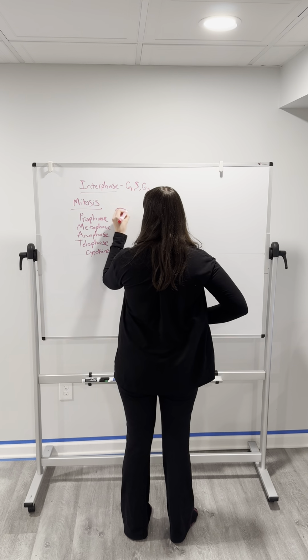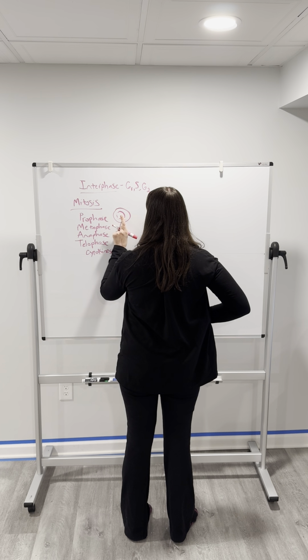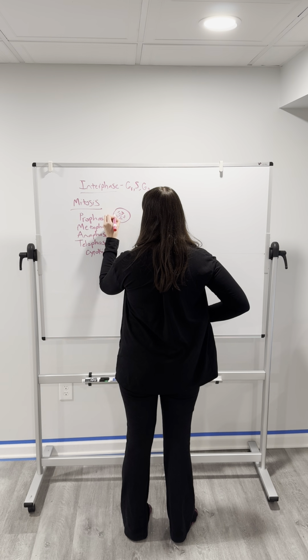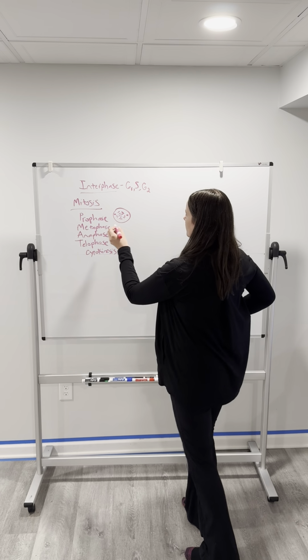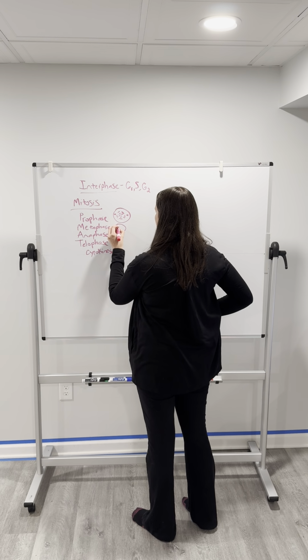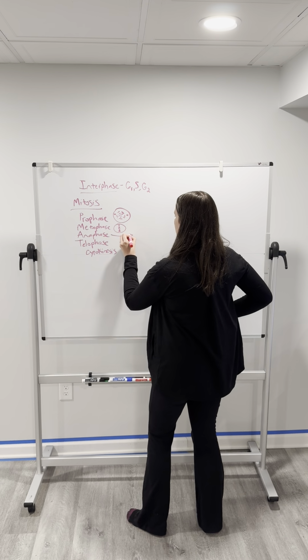So here, I'll draw a little cell. This will be the nucleus. So the nuclear envelope is starting to disintegrate there. And then our DNA becomes visible within there. Our centrioles start to move to opposite sides of the cell. Then we have metaphase. So here we have our chromosomes lining up in the center of the cell. Okay, metaphase. Anaphase, I'm going to draw over here.